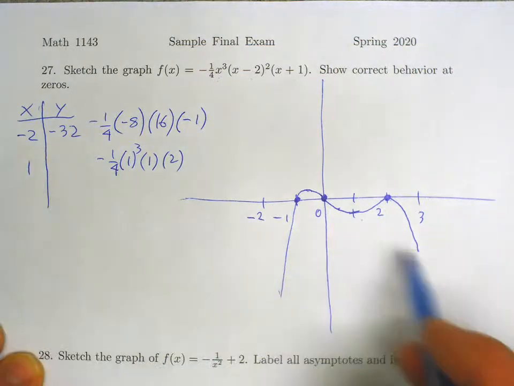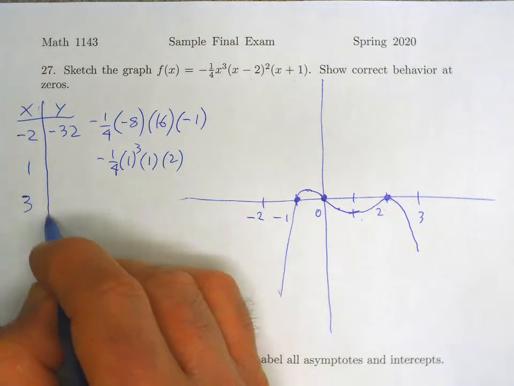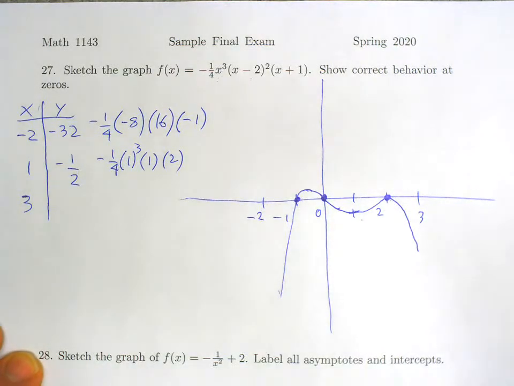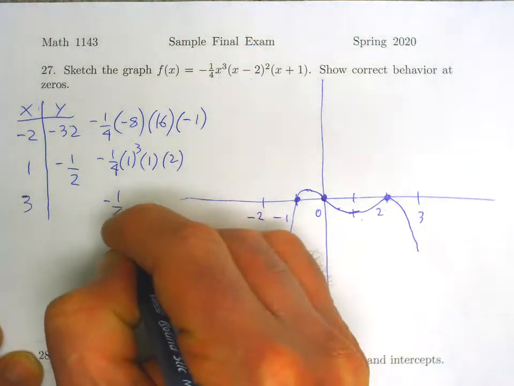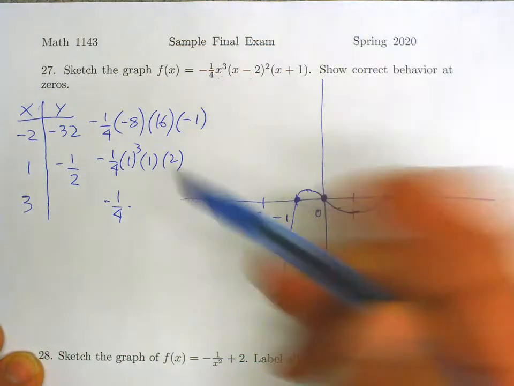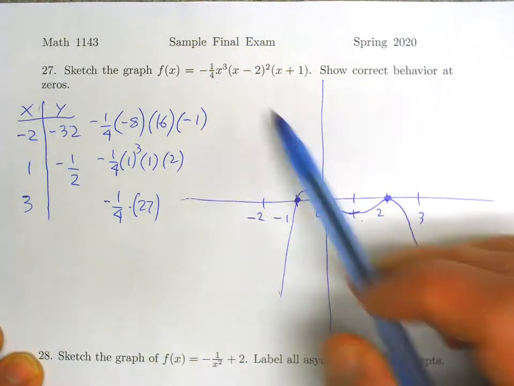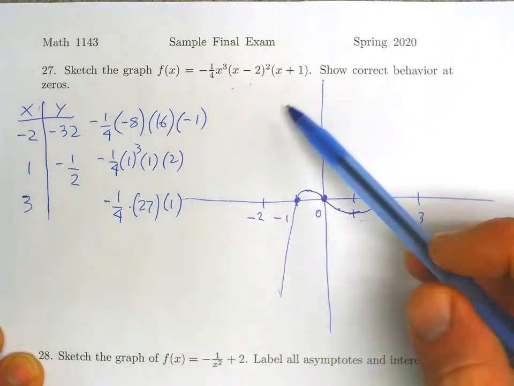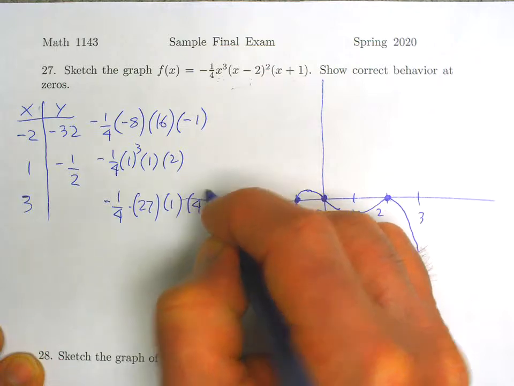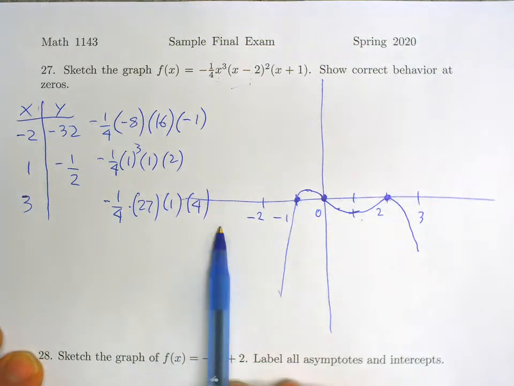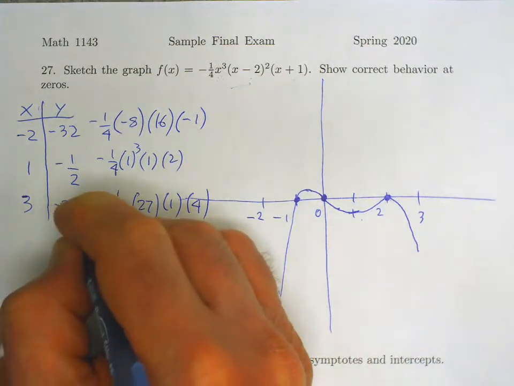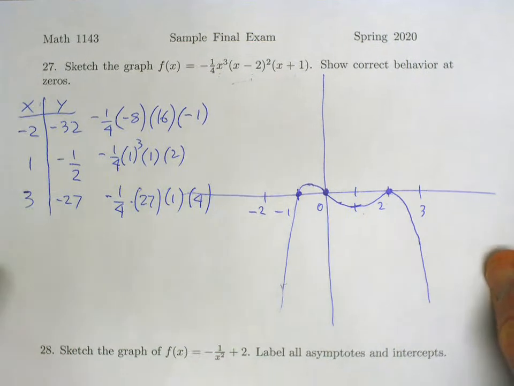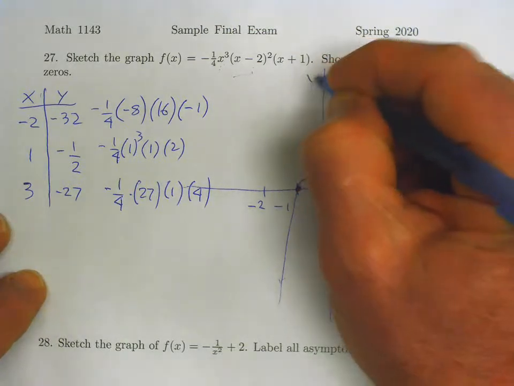If you want to verify that when x is 3, the y coordinate is negative, you could do that. So why don't we go ahead? Negative 1/4. 3 to the third is 27. 3 minus 2 is 1. 1 squared is 1. And 3 plus 1 is 4. So we do have a negative 27. So roughly this is what the graph looks like. It's not very pretty, but it's good enough.